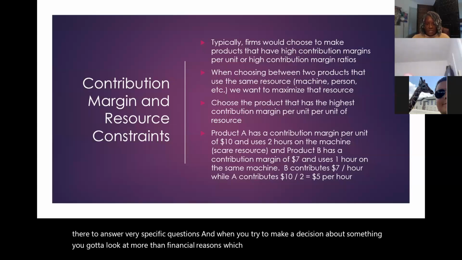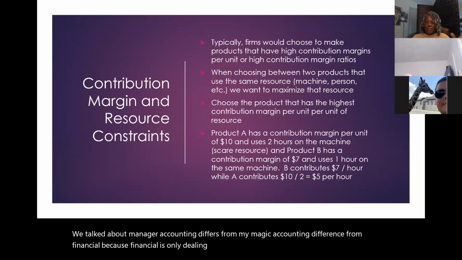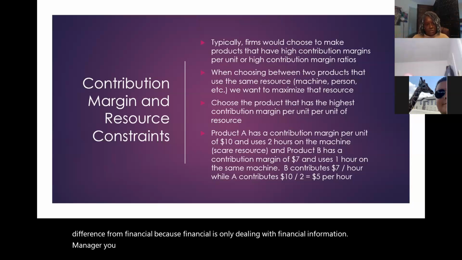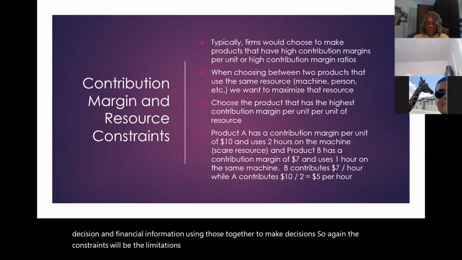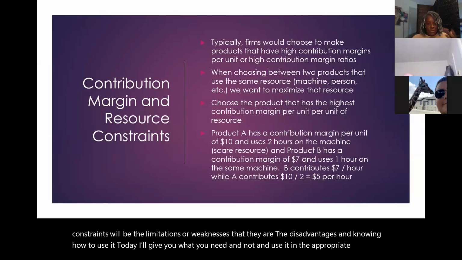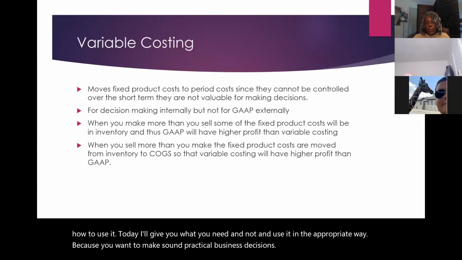which is why in the first chapter we talked about how managerial accounting differs from financial, because financial is only dealing with financial information. Managerial, you'll have both. You'll have non-financial information that you'll be using to make a decision, and financial information, using those together to make decisions. So again, the constraints would be the limitations, the weaknesses, the disadvantages, and knowing how to use it so it'll give you what you need and use it in the appropriate way. Because we want to make sound, practical business decisions. And that's the whole point of that.